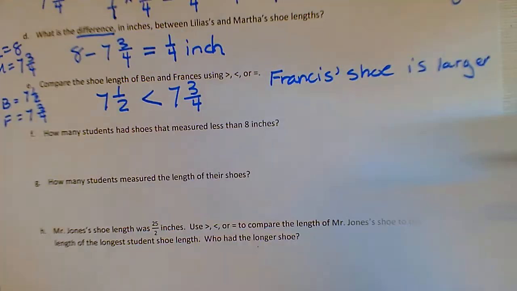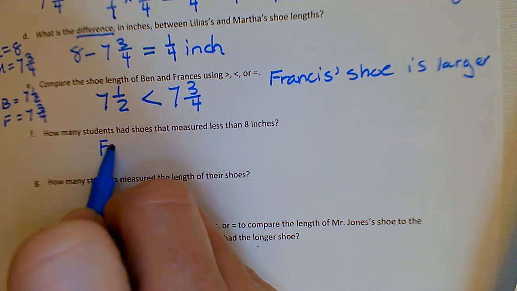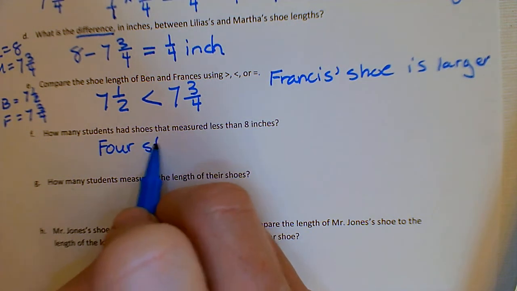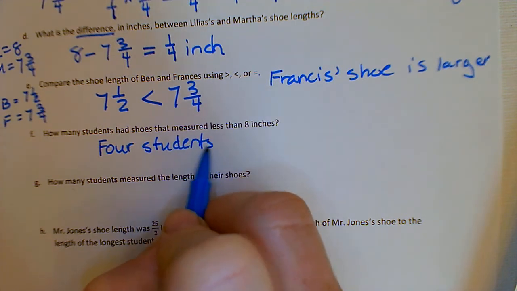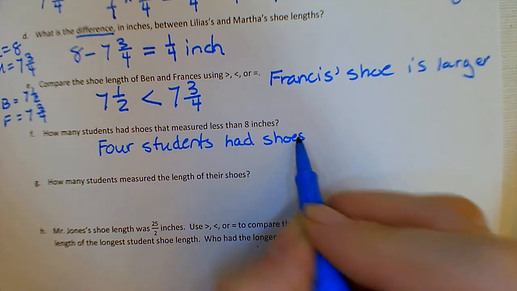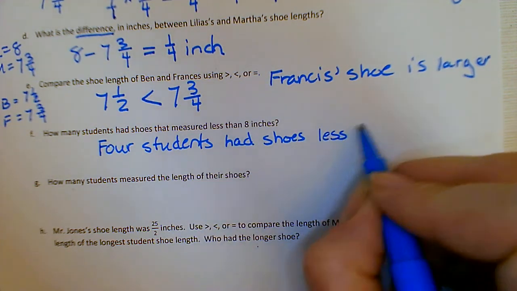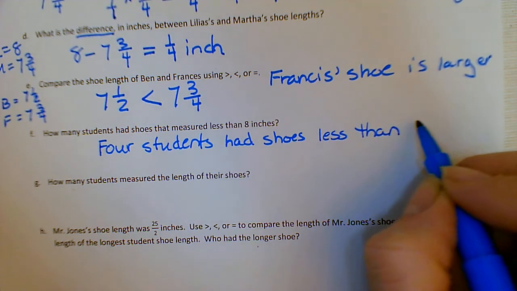Oops, how did I end up on the wrong page? There we go. So 4 students had shoes. And I'm not going to write it all out, I'm just going to write less than 8 inches. So you're not bored watching me write.